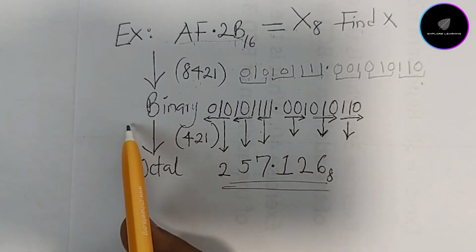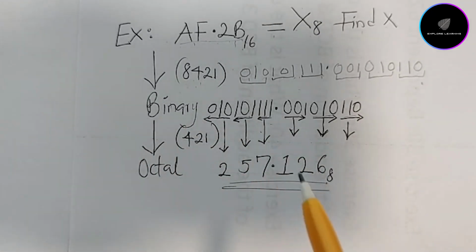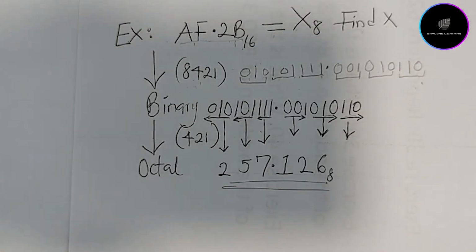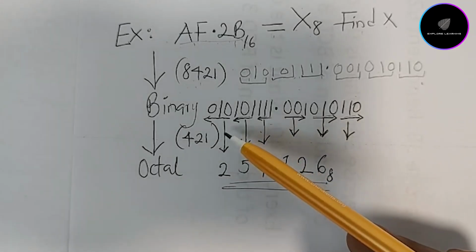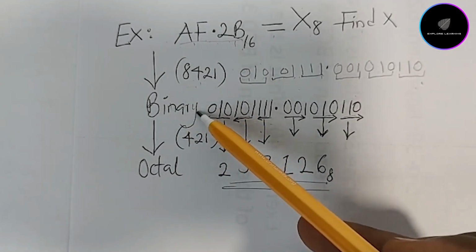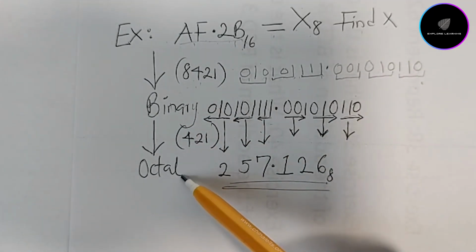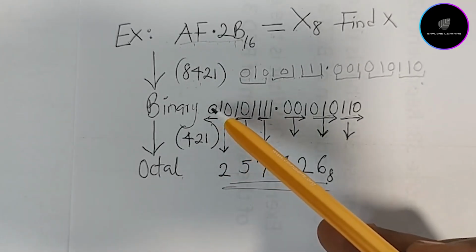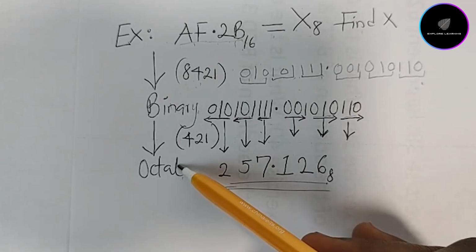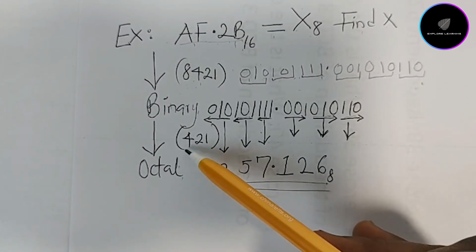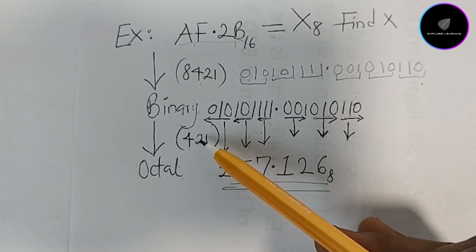Now let's simplify these values. Let's find the equivalent of these values in octal number system. We know the relationship between binary number system and octal number system is 3-bit binary coding. So what we need to do is get the equivalent of this.